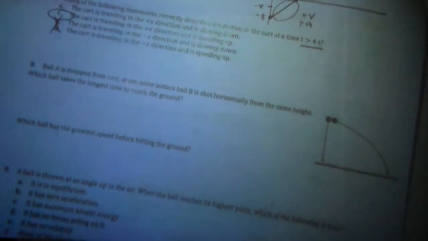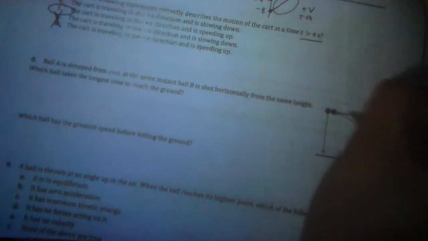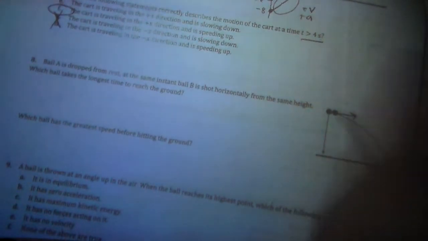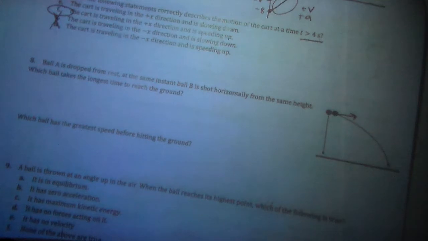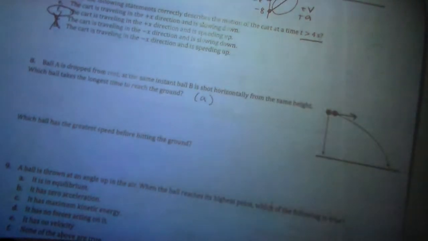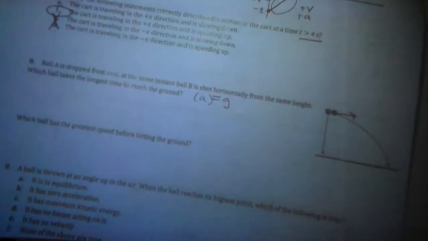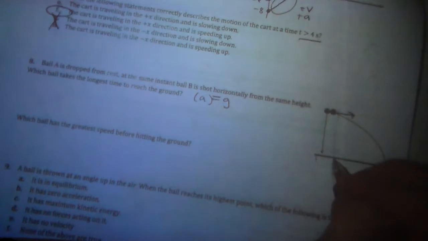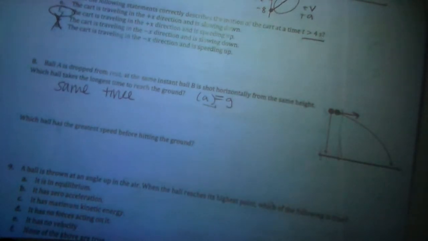While A is dropped from rest, at the same instant B is shot horizontally. Who takes a longer time to reach the ground? So thinking about the time it takes to reach the ground, I think about their accelerations. They each have the exact same acceleration, the acceleration due to gravity. So they're going to take the exact same amount of time to fall down. They will have the same time because they are falling the same y distance with the exact same acceleration.